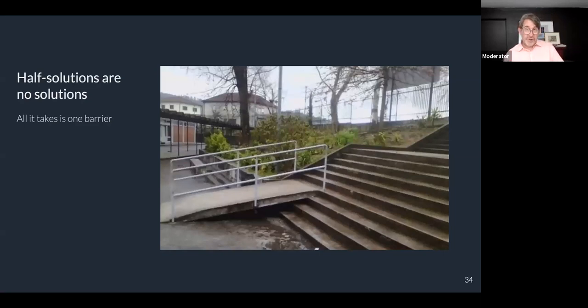But again, you could solve a certain portion of your accessibility issues, but unless you have a digital experience that's accessible from end to end, you're going to end up in a scenario like this, where you've got half a ramp to nowhere, and you've got an end product that's just as unusable as if you had taken no trouble with your accessibility efforts.